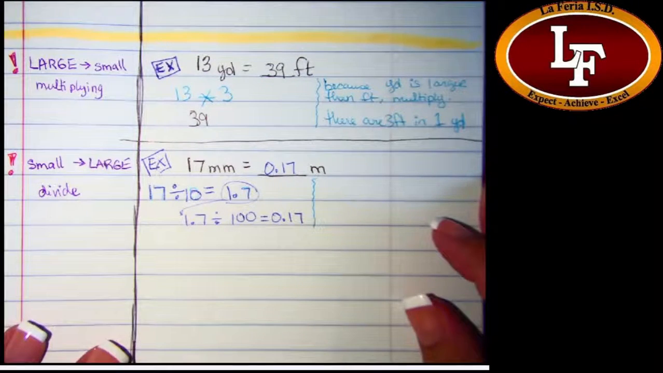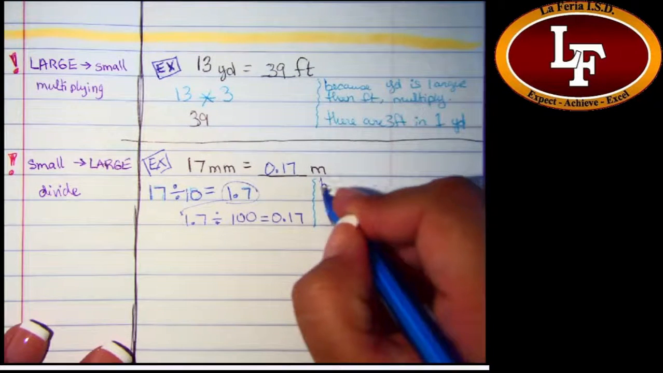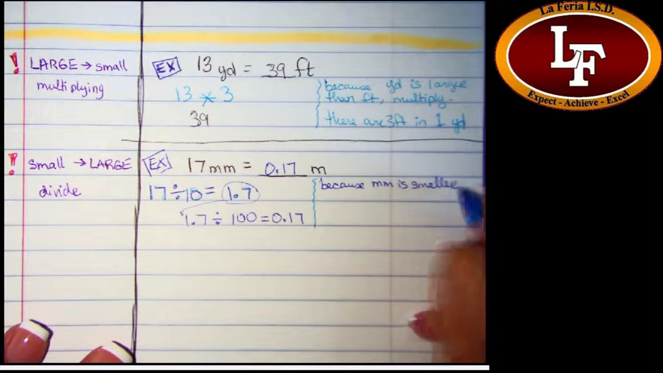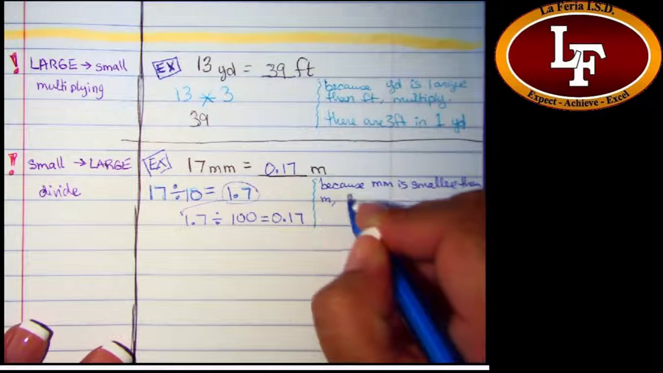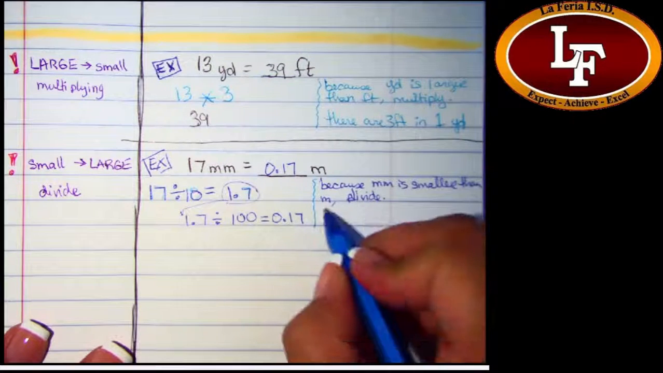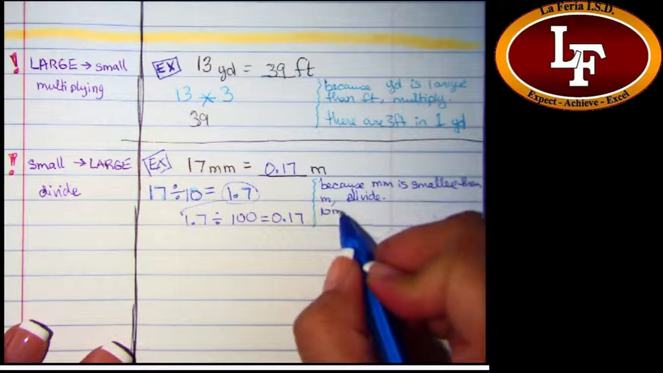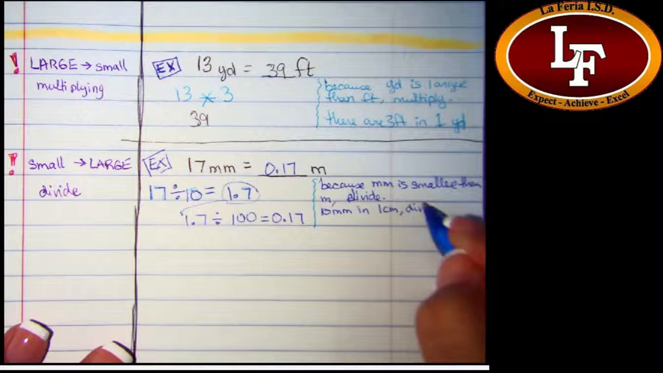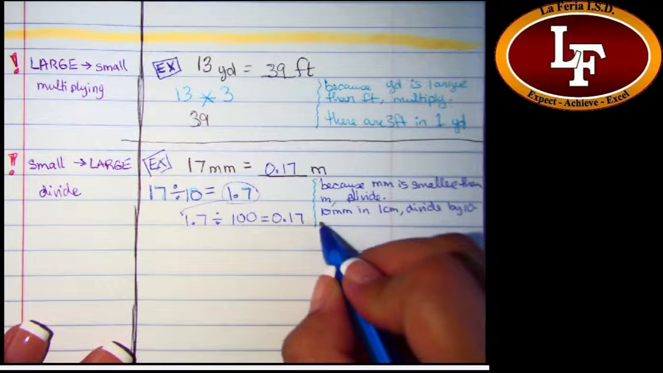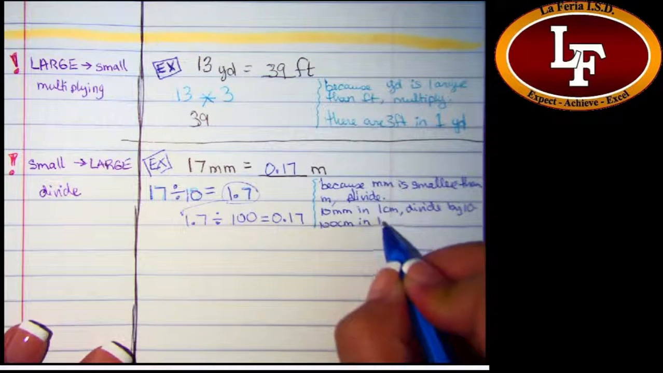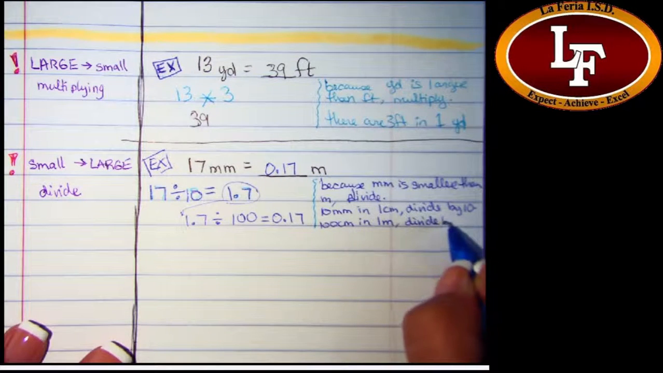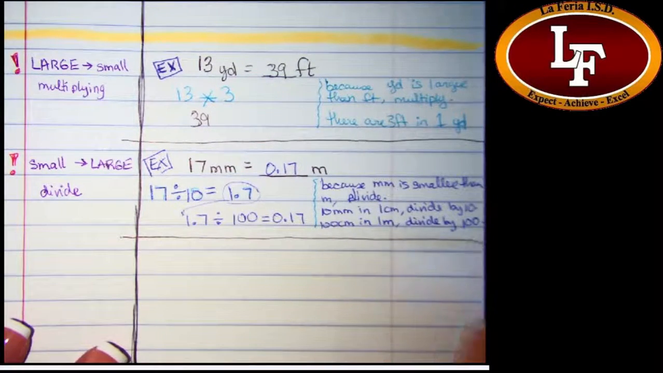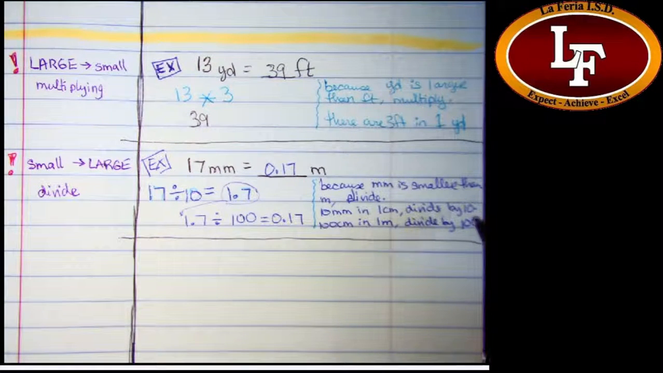But now we need to state why. Because millimeter is smaller than meter, divide. There are 10 millimeters in 1 centimeter, so that's why I divided by 10. And then there are 100 centimeters in 1 meter, so that's why I divided by 100. Our full justification is completely done. Divide by 10, divide by 100.